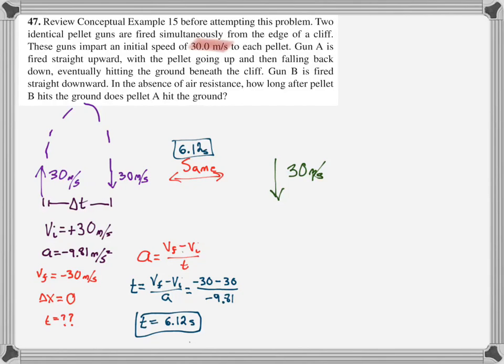So it takes 6.12 seconds for the pellet to come up, come back down, and then continue moving. So then it will be identical to the green one. So there's a difference of 6.12 seconds. And that's it.